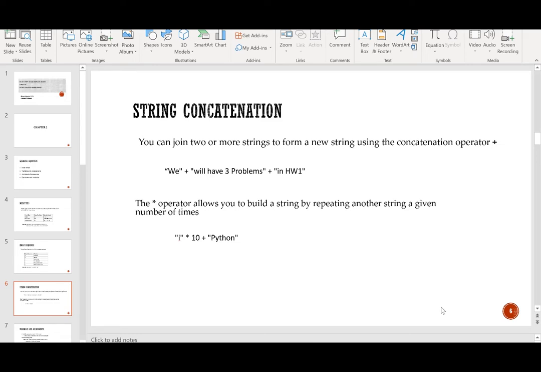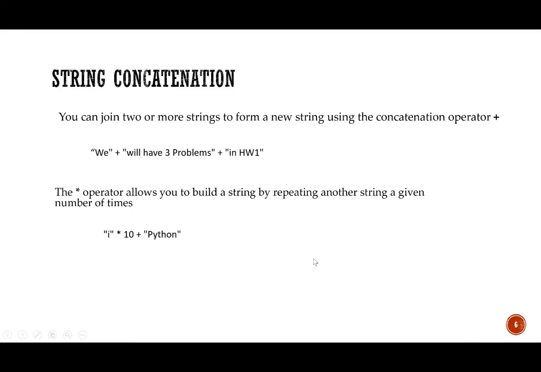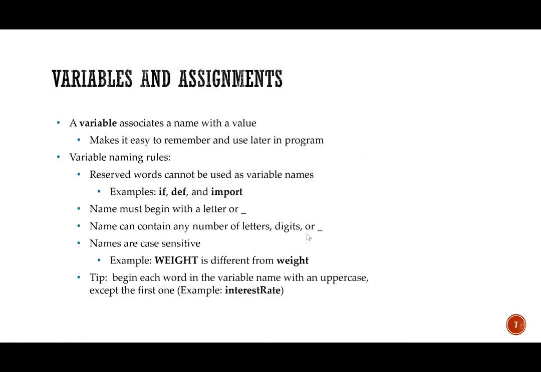These are different ways when you have different outputs. If you want to join them, combine them, you will use the plus sign. So far we discussed 3 data types: integers, real numbers, and strings, which is used for characters. Now, variables and assignment. A variable associates a name with a value. For example, A is equal to 10, means that A contains 10. So it just makes it easy to remember and use later in the program.